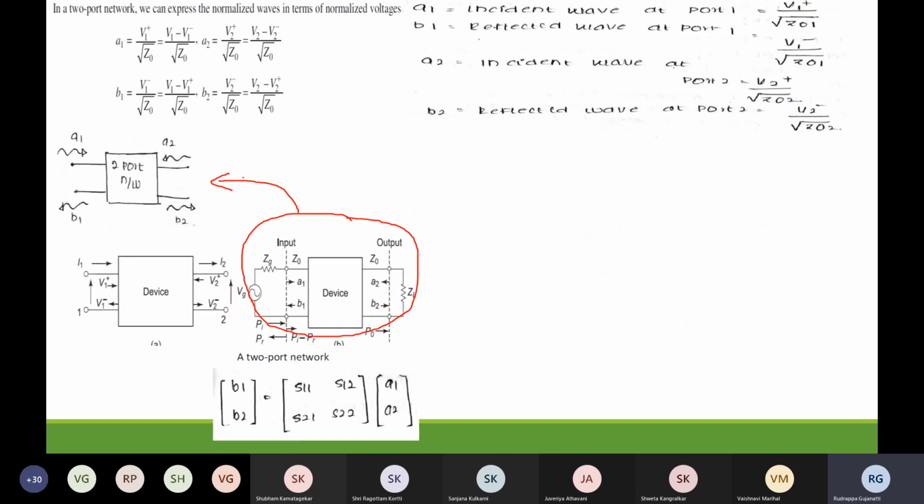Now, in general, first we are considering a two-port network and we'll observe how these parameters are related in order to represent the S matrix. And then in general, we'll apply it to the multiport network.